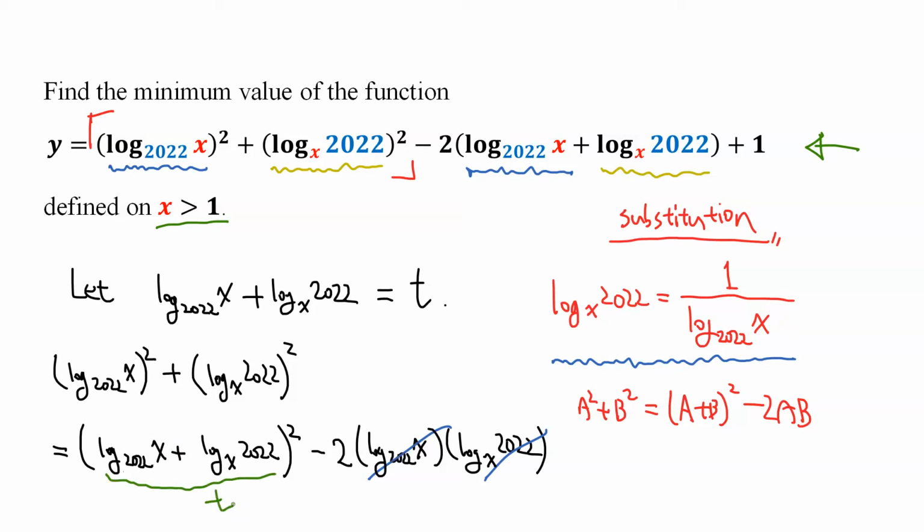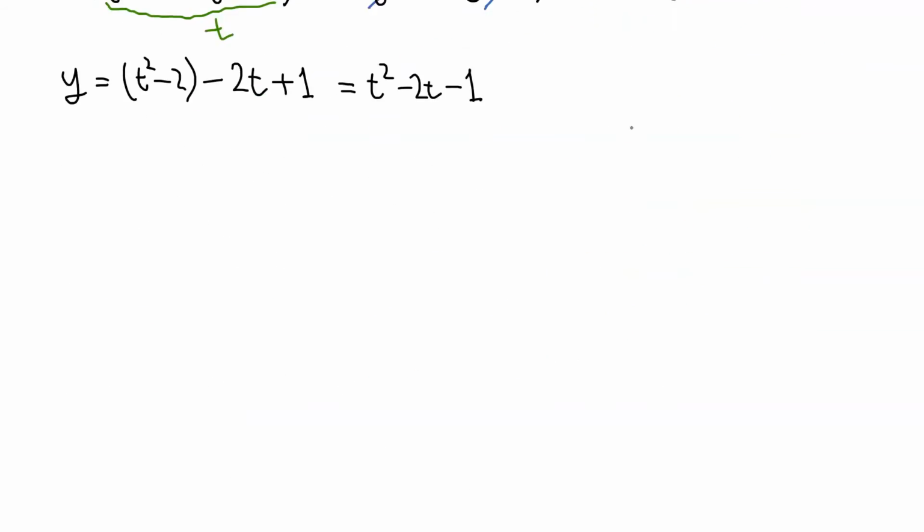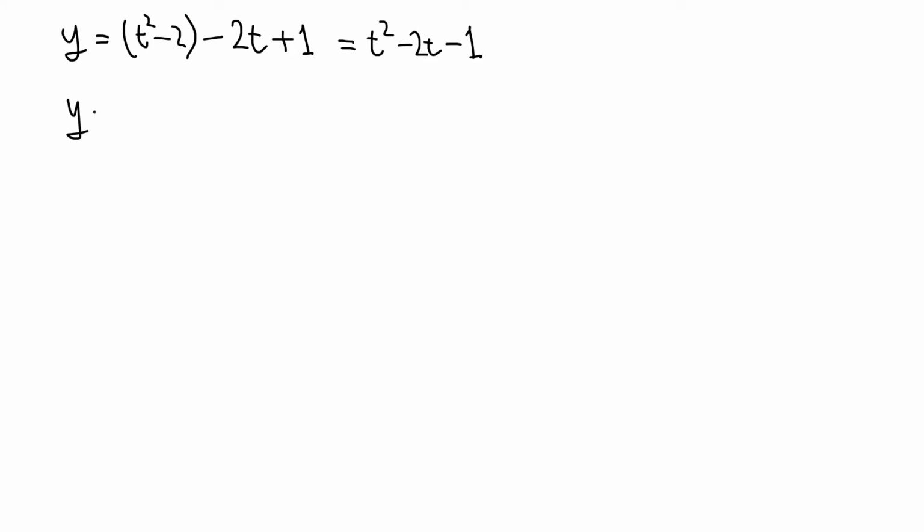And since this part is t, we simply have t squared minus 2 as these first two terms. And this part is simply t. So for that function, we have y equals t squared minus 2 minus 2t plus 1. And this is t squared minus 2t minus 1. And if we complete the square, we simply have y equals (t minus 1) squared minus 2.